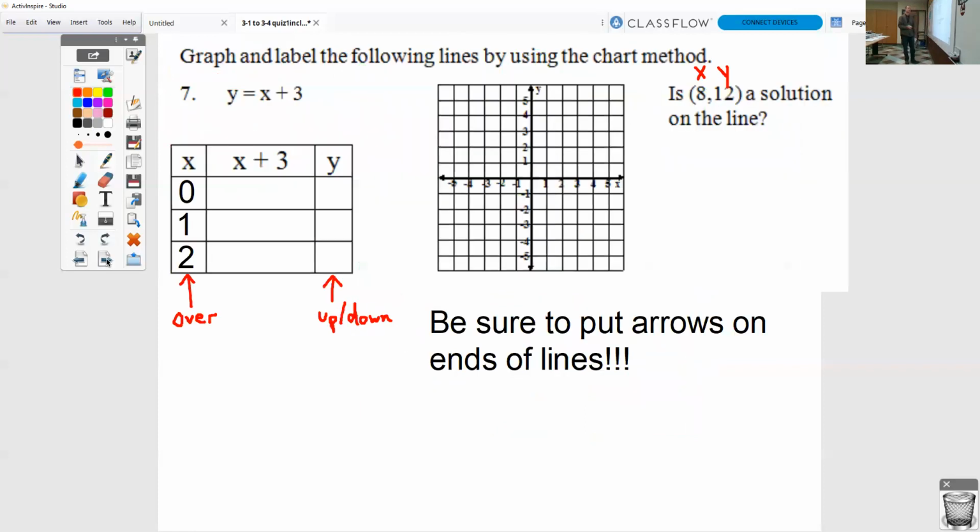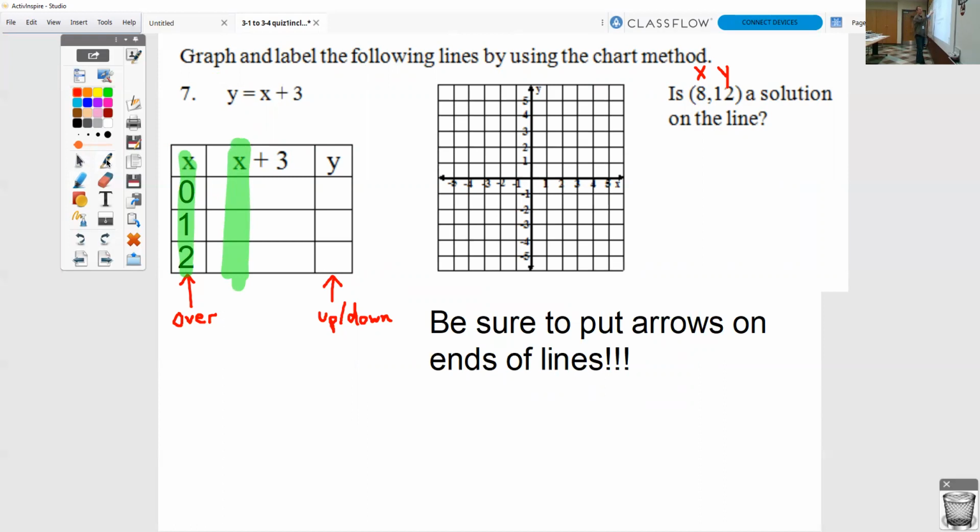In question number 7, you need to graph the line using the chart method and then check the solution. So again, you want to choose 0, 1, and 2 for your x value. You can choose any numbers that you want. However, when there's no fraction in front of the x, you just want to choose 0, 1, and 2 to make your life easy. We're going to take these numbers, 0, 1, and 2, and sub them in for x.